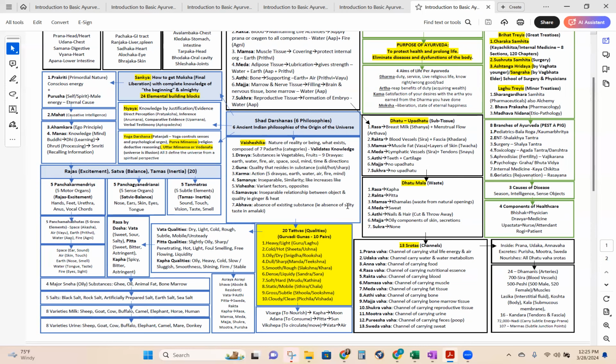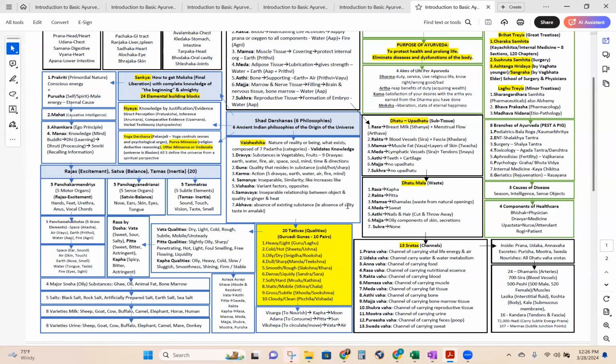Then it's the 3 excreting channels. So we have Mutravaha, the channel carrying urine. Parishavaha, the channel carrying feces or poop. I remember the P for Parisha for poop. And then Swedavaha, the channel carrying sweat.